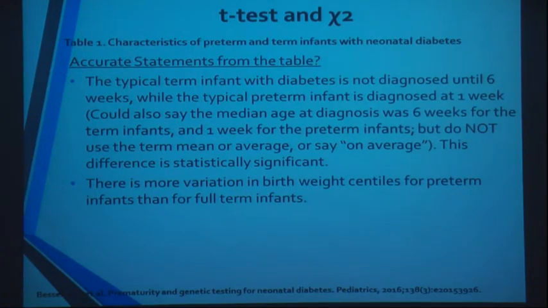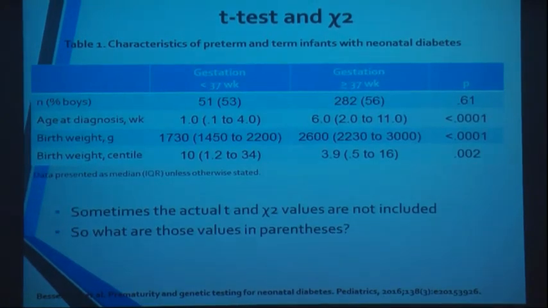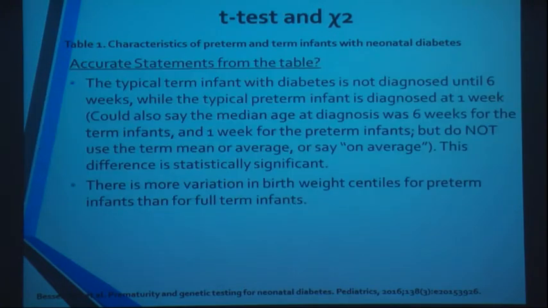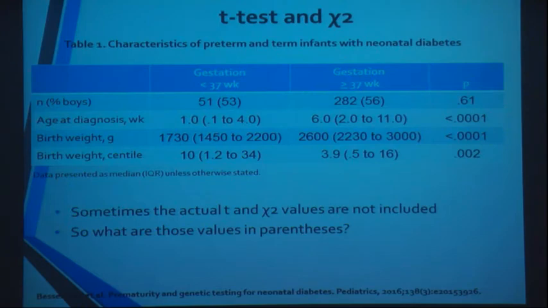Okay, so we can also say the difference is statistically significant, right? Because we had that right there, highly significant. All right, there's more variation in birth weight centiles for preterm infants than for full-term infants. Where did I get that? I think somebody said the interquartile range. Okay, so right there, there's bigger variation there, 1.2 to 34, then 0.5 to 16. Okay, so you can draw conclusions about variation as well, if that's of interest to you.